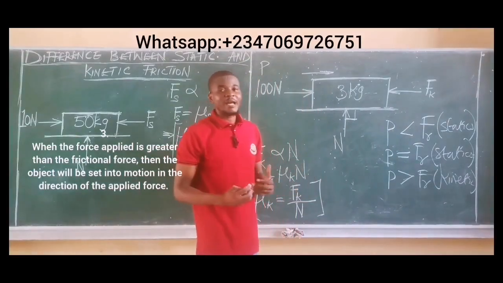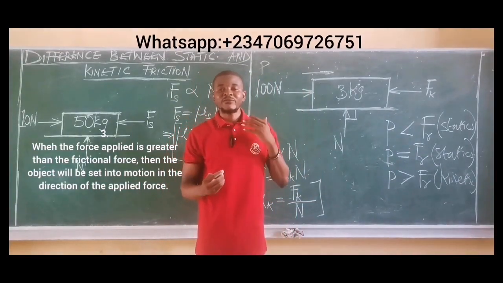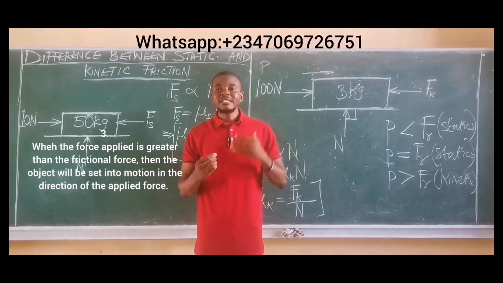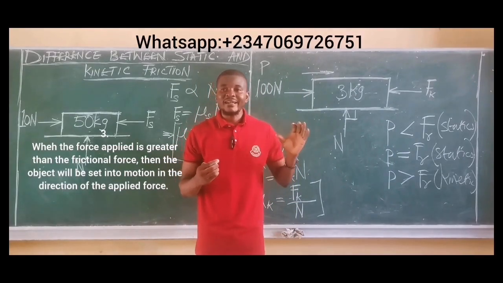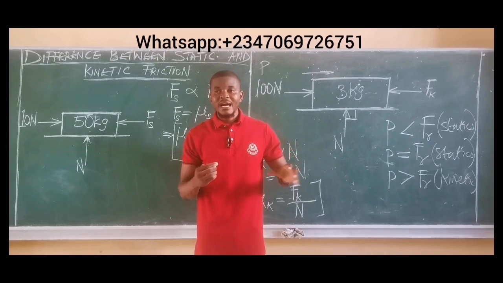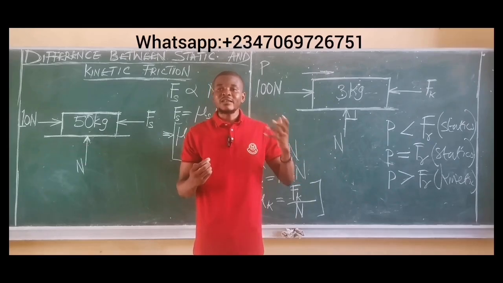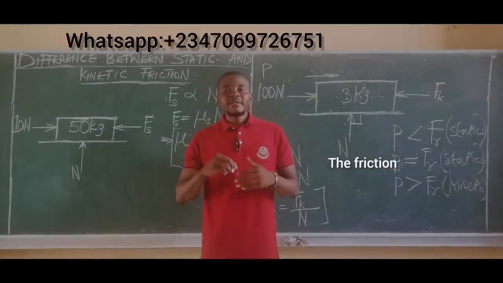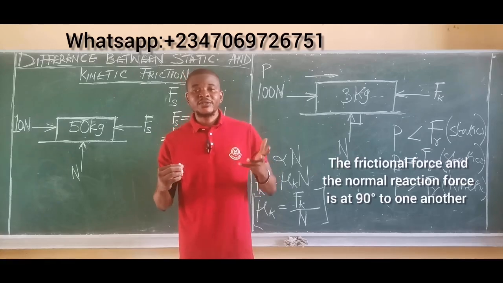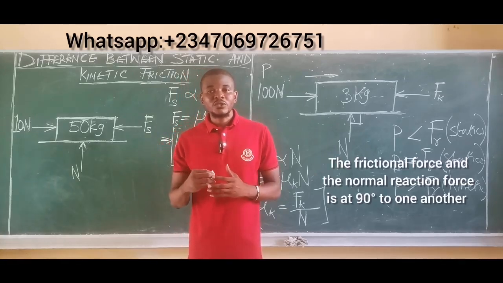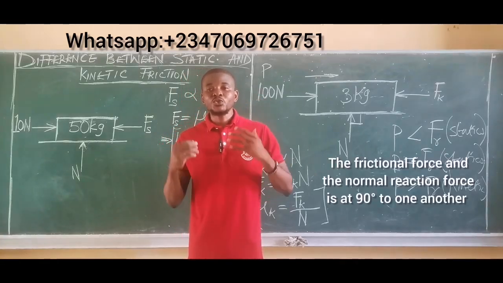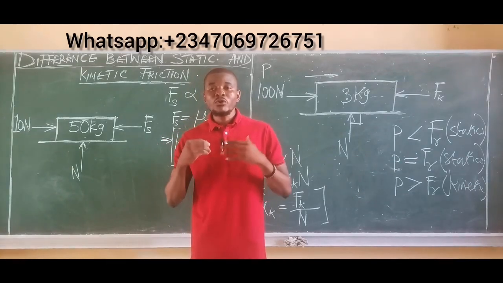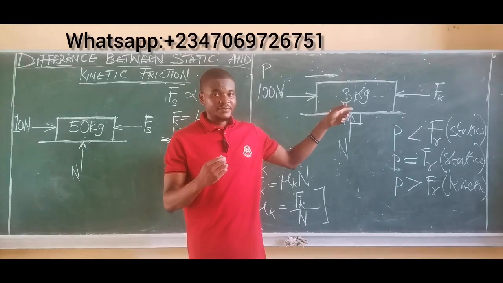When the force applied becomes greater than the frictional force, then the object is set in motion in the direction of that force applied. And as such, the friction that takes place there becomes kinetic friction. It is important for you to know that the frictional force and the normal reaction force are always at 90 degrees to one another. So we are going to be plotting this here.